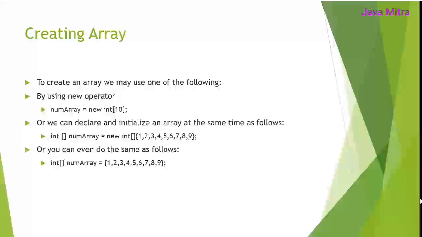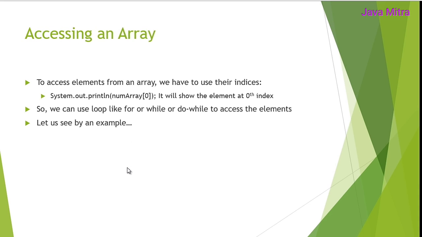We have to create an object with the help of either of these steps. Number one is using the new operator. The second one shows that at the time of creating the object I can assign the values, and I do not need the size. Or we can directly write like the third one, where I did not use the new operator. So there are three ways we can create an array object. To access an item of an array we need the index, like the 0th element of the num array. So we have to use the index to get a value from an array.